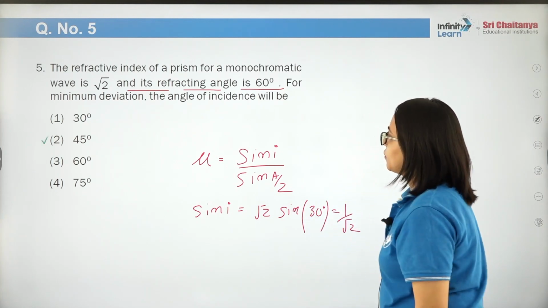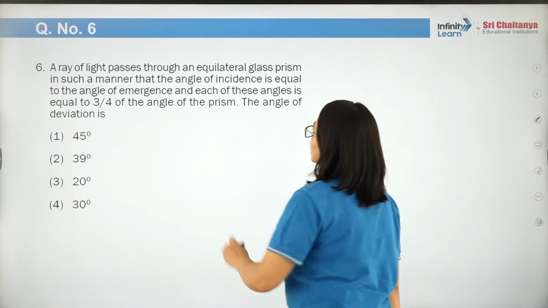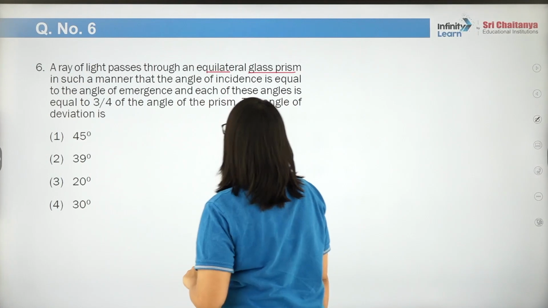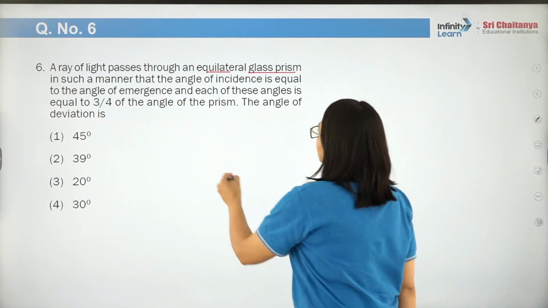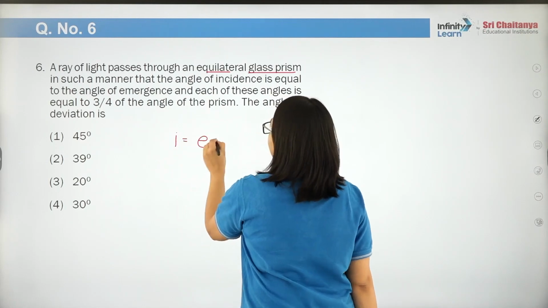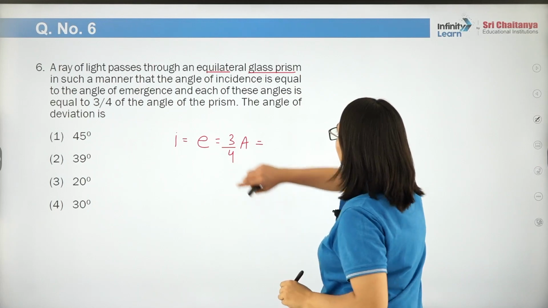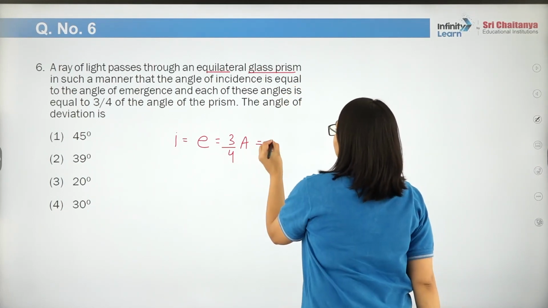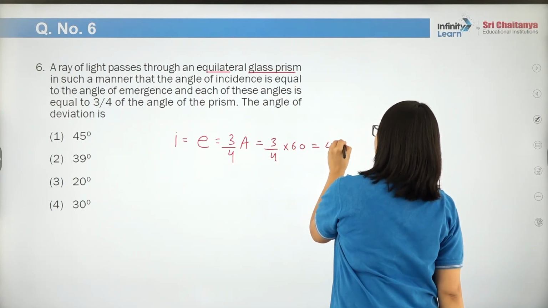So I will be 45 degree. Question number 6. A ray of light passes through an equilateral glass prism in such a manner that the angle of incidence is equal to angle of emergence, and is equal to 3 by 4 times the angle of prism. So this is an equilateral glass prism, so A will be 60 degree, right. So this will be 3 by 4 into 60, which is 45 degree.